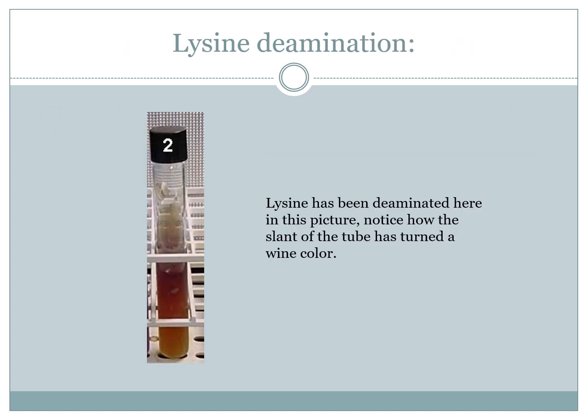In this picture, we can see that lysine has been deaminated here as well. Notice how the slant of the tube has turned wine color. If it's wine in the slant, it means it's a Proteus mirabilis or a Providencia stuartii. Those are the only two enterics that will actually deaminate lysine. But again, we're looking at the slant of the tube and we're looking for a wine color.